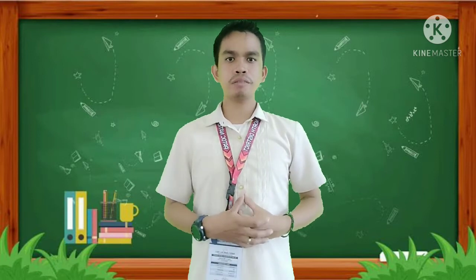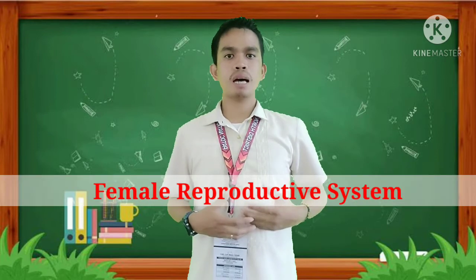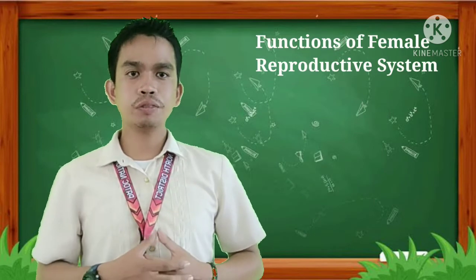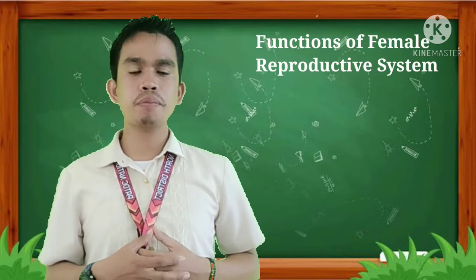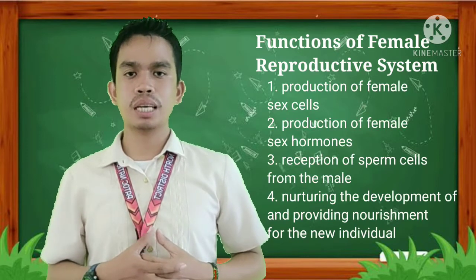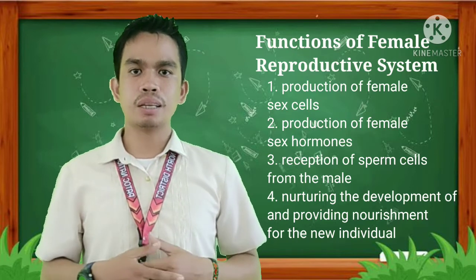Now that you are already familiar with the parts and functions of the male reproductive system, let's move on to the parts and functions of the female reproductive system. Alright, let's first discuss the function of the female reproductive system as a whole. First is the production of female sex cells. These female sex cells are known as the egg cell.